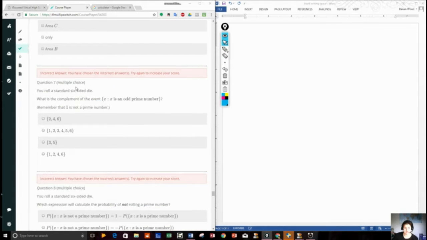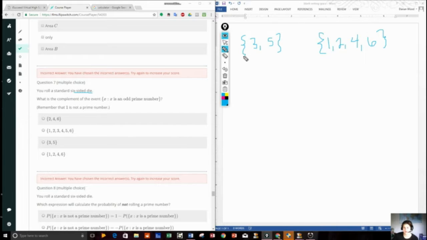All right, question 7. You roll a standard 6-sided die. What is the complement of the event x such that x is an odd prime number? Okay, remember that 1 is not a prime number. Well, the event they're asking us for would be 3 and 5 because we only have a 6-sided die. So what is everything else? Well, there's a 1, a 2. I can't list 3 because 3 is an odd prime number. 4, I can't list 5 because it's an odd prime number. 6. So then that would be our complement.